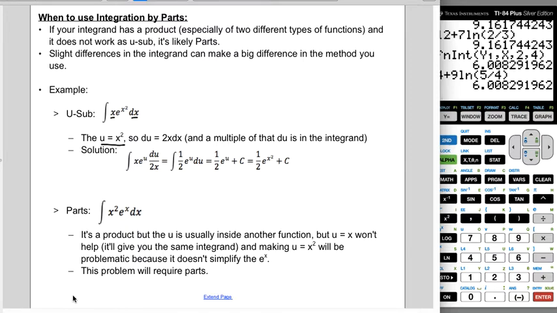That's u sub. But if instead I gave you the integral of x squared times e to the x, minor differences, right? In fact, the only real difference is that here the x was at the bottom and the x squared was up at the top, and here those are switched. This is a product, but it's not u sub, because if I try to make u the inside of the function, it'll just be x. And u equals x is really never ever helpful, except occasionally in the case of arc trig. So basically I get the same integrand. If I try making u x squared, then it's problematic because it doesn't simplify e to the x in any way. So basically this problem's going to require parts.